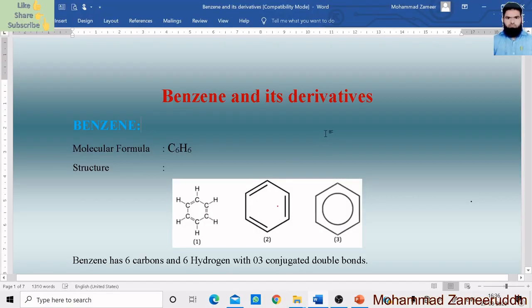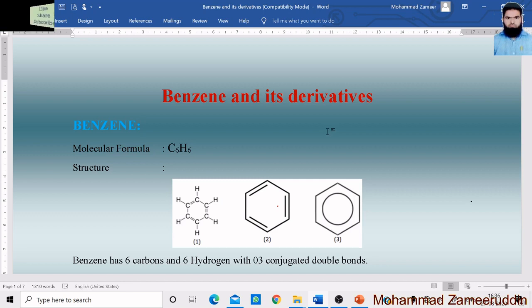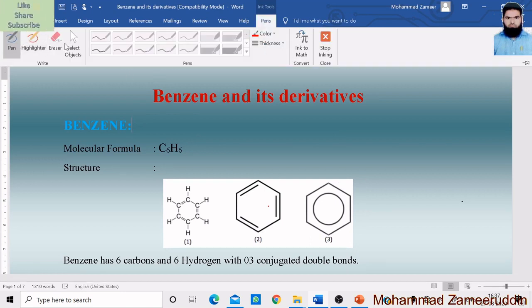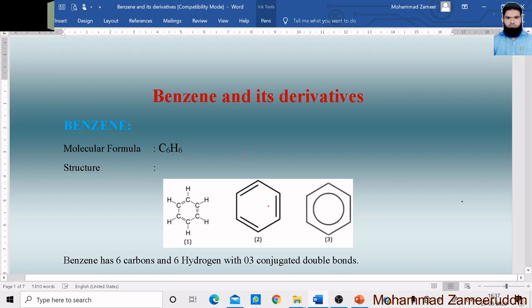Now come to the slide. This is the topic name, benzene and its derivatives. First we will start with benzene. Now what is benzene? The molecular formula of benzene is C6H6. So this is the molecular formula of benzene, that is C6 and H6.